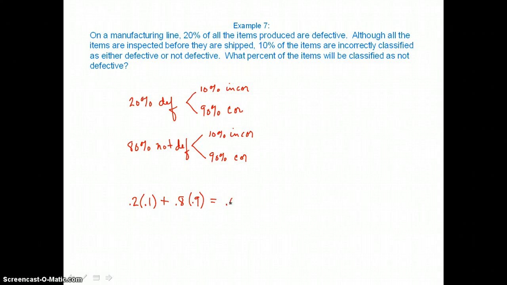So I'm getting 0.02 when I multiply, plus 0.72, and when I add, I get 0.74. So 0.74, or 74% of the items are classified as not defective.